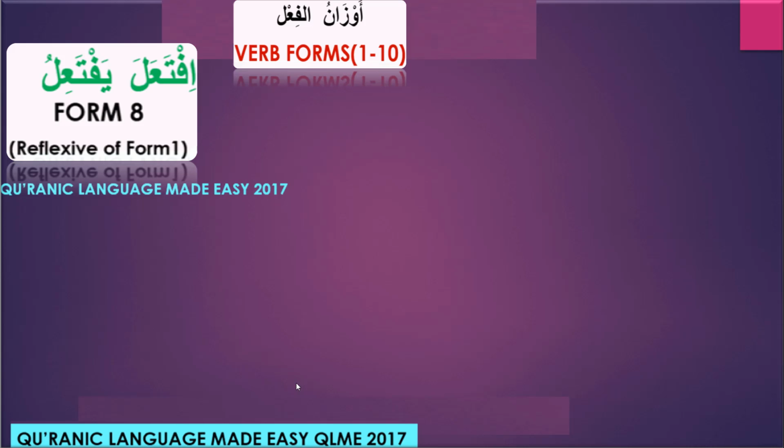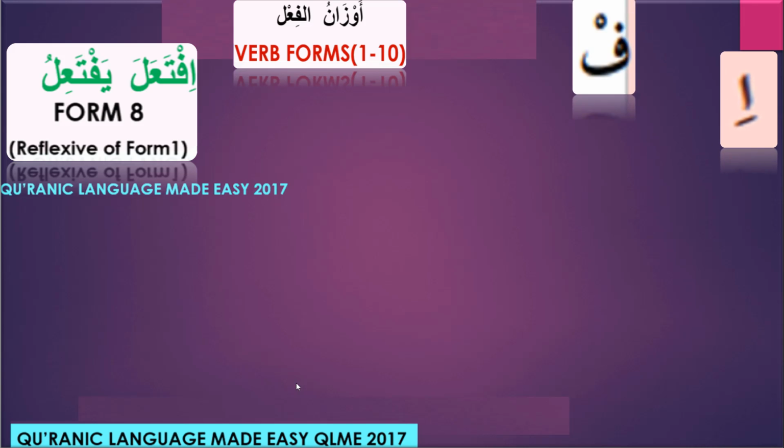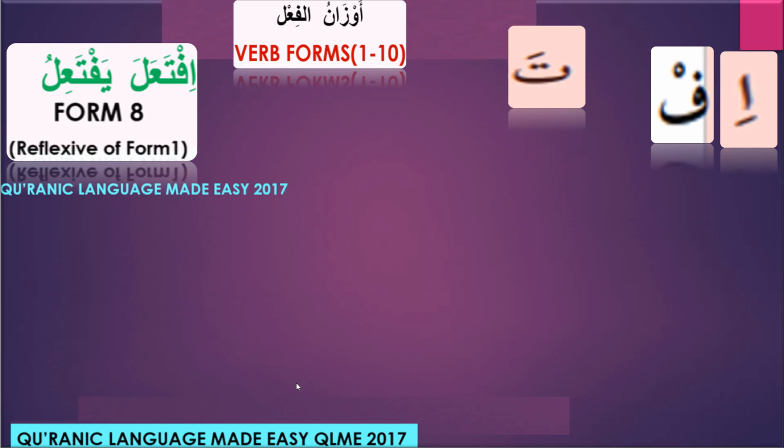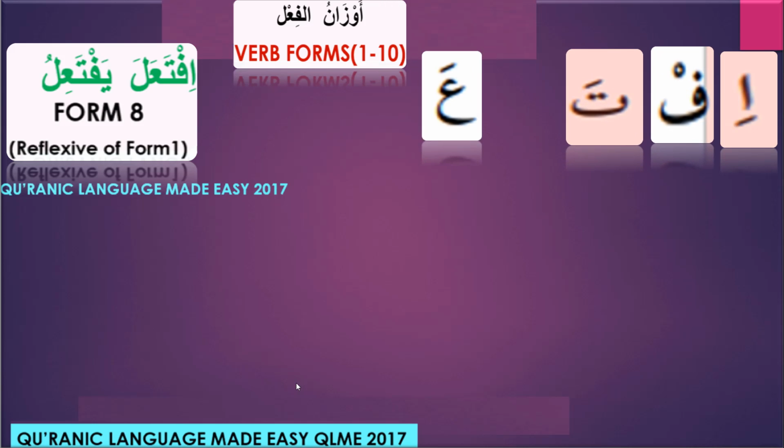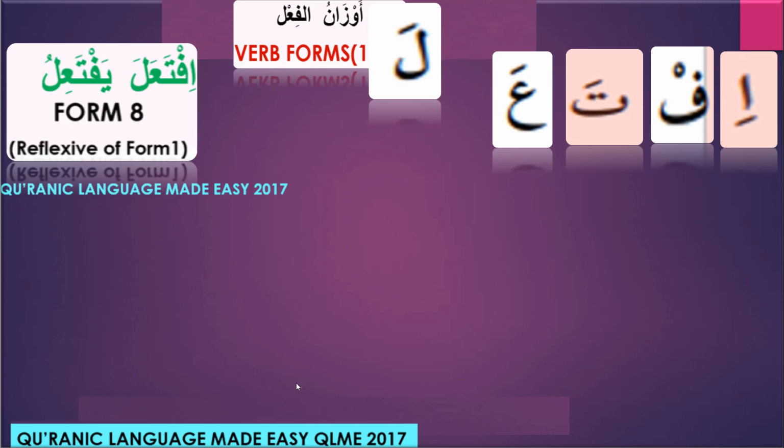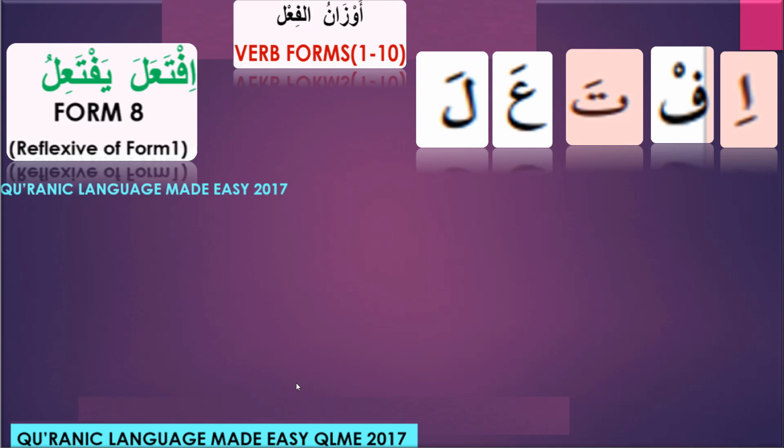Next is form 8, that is ifta'ala yafta'ilu. This verb form is created by infixing ta after the first root consonant and prefixing e when there is no other prefix added to the verb. And it often has a reflexive or passive meaning.